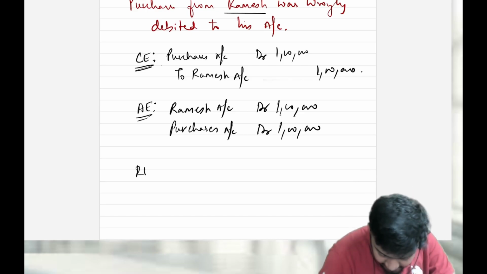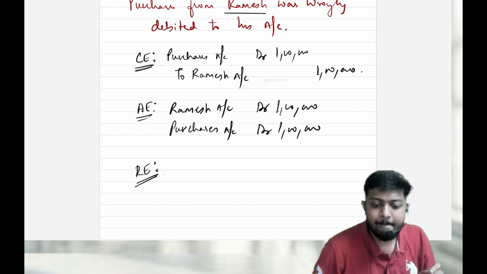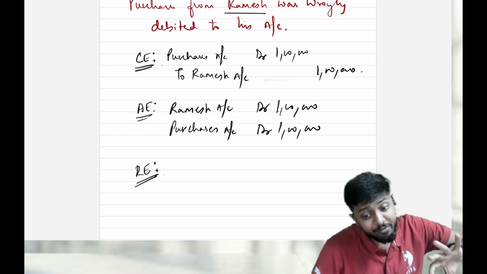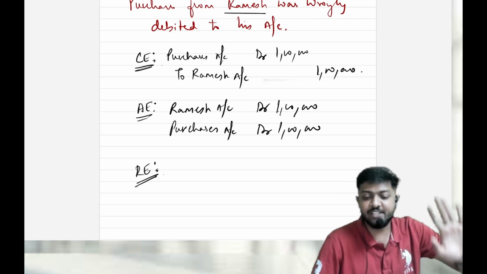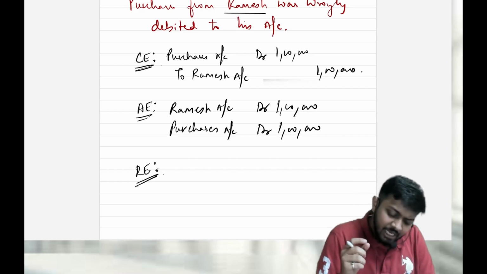Now how to rectify this, sir? Okay. Now rectification depends on where we are identifying the error. So 3 places. First, before even preparing trial balance, I am rectifying this. Now how will I rectify? Let's analyze what happened.